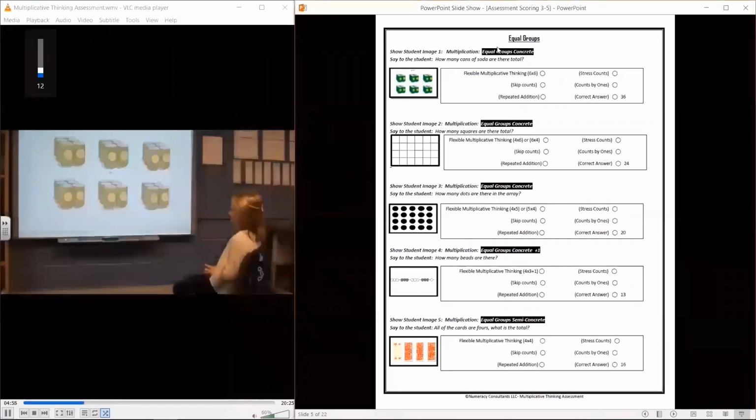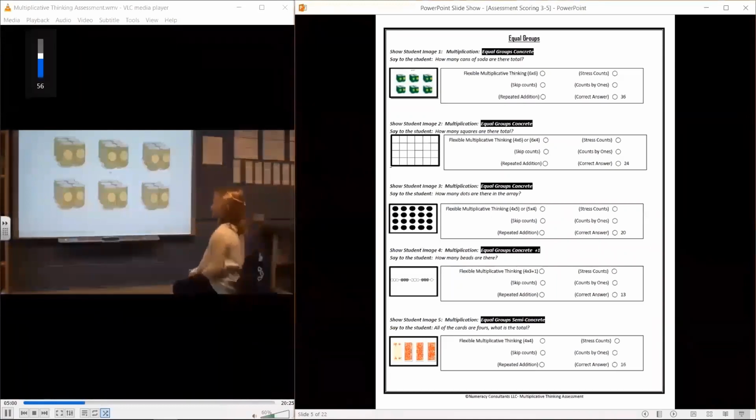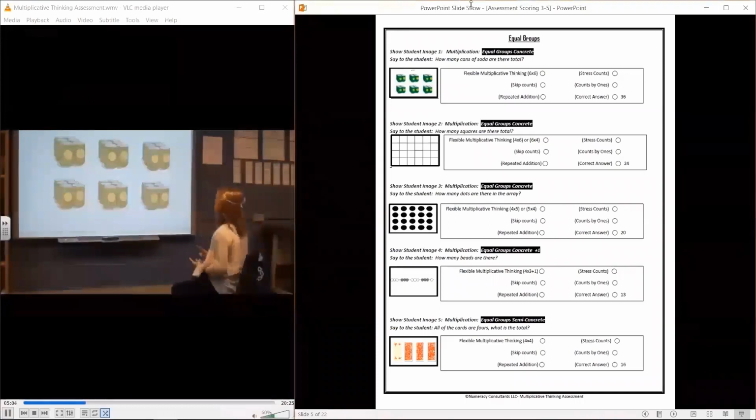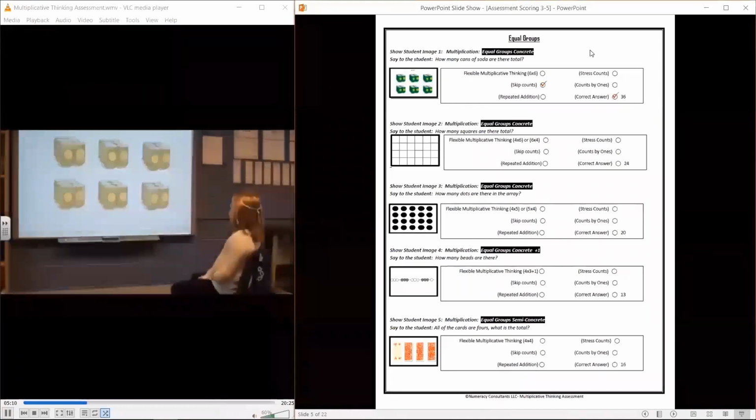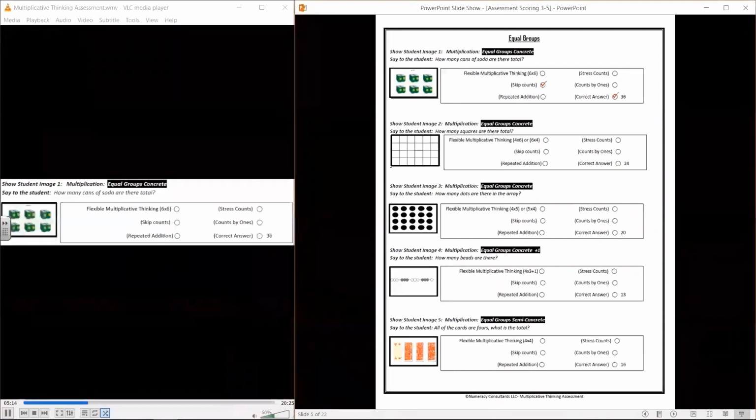How many cans of soda are there total? There's 6 in each of them total, in all. How many cans of soda are there total? 6, 12, 18, 24, 36. 36, okay. And you figured that out, you were skip counting, I saw, okay. Okay, and she skip counted, and she got the answer right, so she gets credit for the strategy and the correct answer.